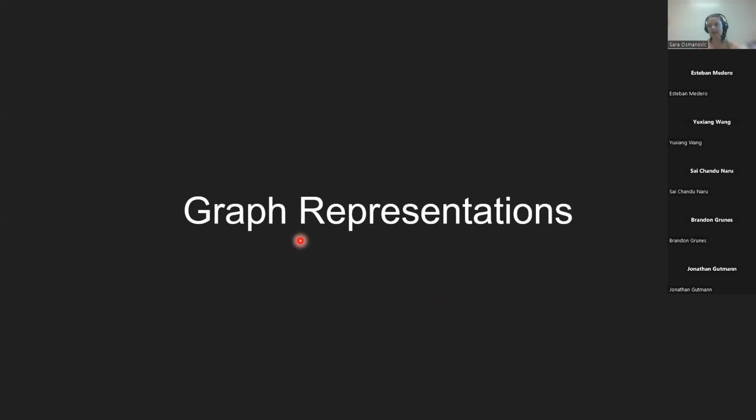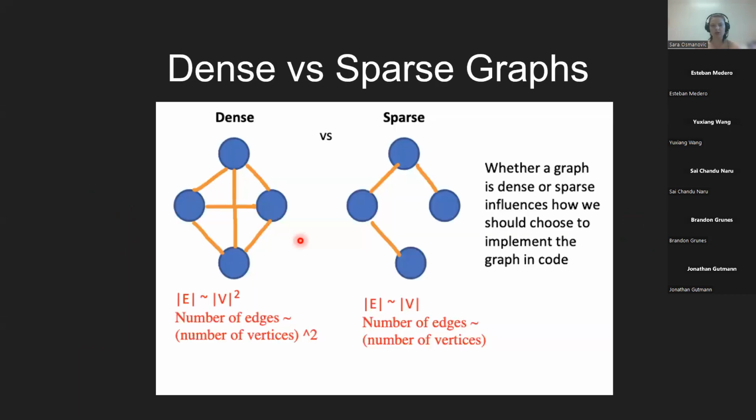Now, graph representations. We can have a dense or a sparse graph. A dense graph is a graph that has a lot of edges. If you think about this one, it's easy to see why it's dense, because all vertices are connected to each other. Every vertex is connected to every other vertex.